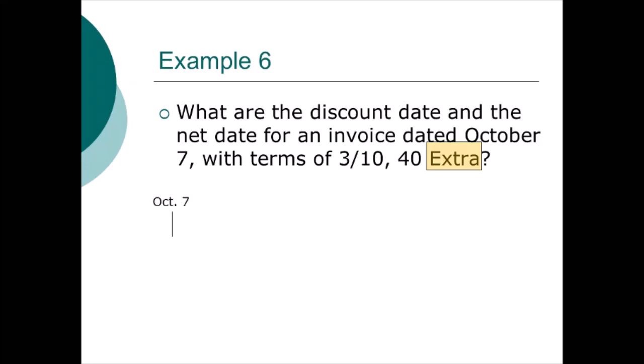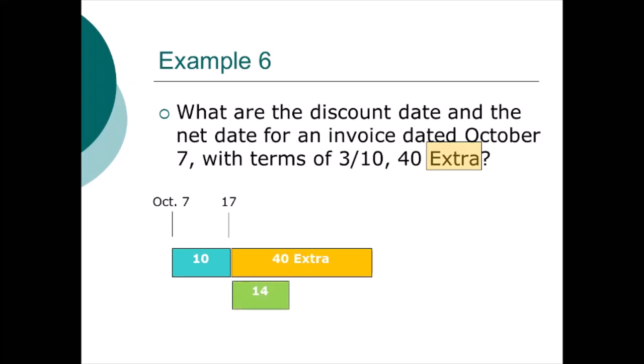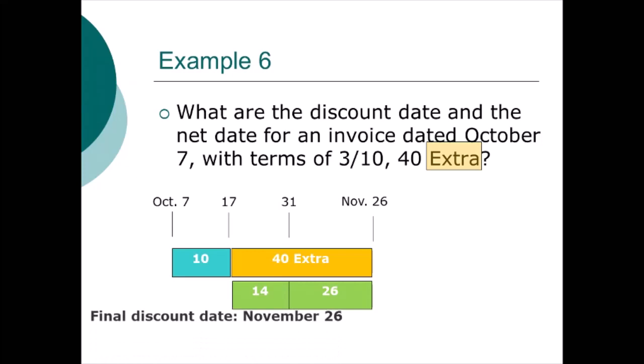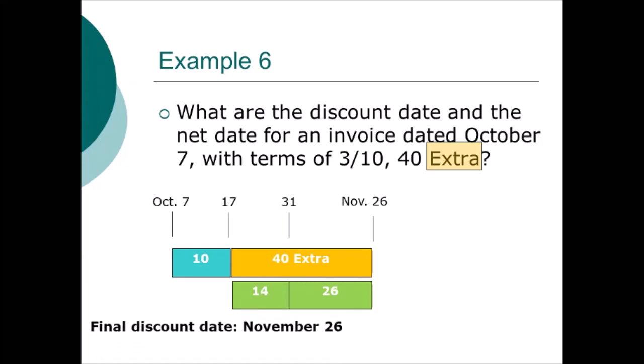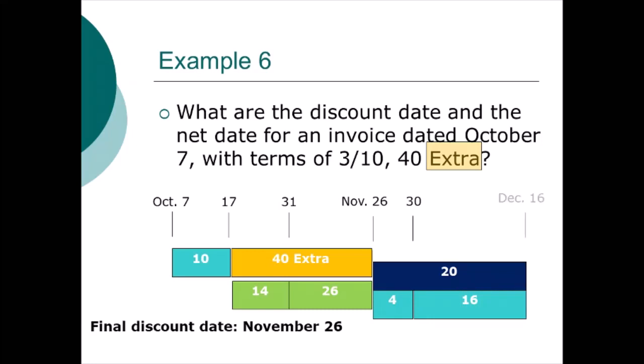So October 7, counting 10 days, that is October 17. And we will have 40 more days, the extra days given by the seller. 14 days to end October, 26 days to end the extra number of days, which is November 26. That is our final discount date. And the net payment date is 20 days after. We have 4 more days to end November and 16 more days, that is December 16. Therefore, the net payment date is December 16.